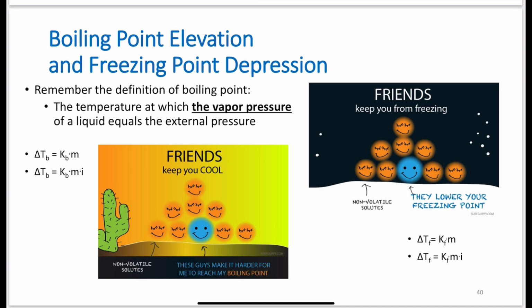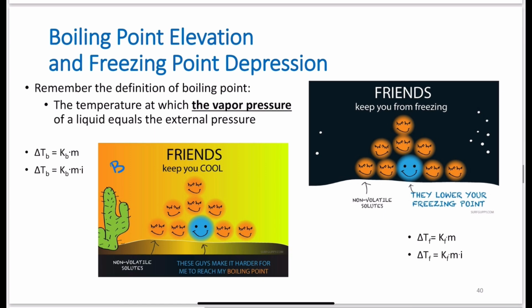Friends keep you cool. These guys make it harder for me to reach my boiling point. This is boiling point elevation. Friends keep you from freezing. They lower your freezing point. This is freezing point depression.